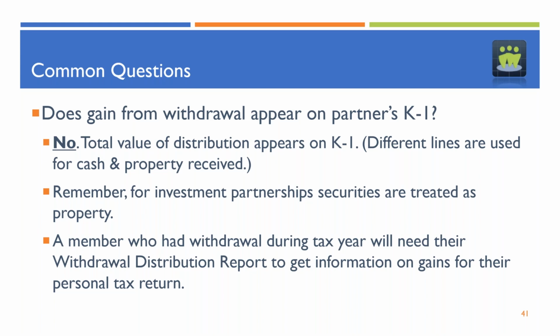And the reason they're on there is because securities are treated as property for investment partnerships. So that's another good reason why the member withdrawal distribution report should be given to every member at the end of the year, so they know what their gain is from the club. It will be reported to them on that, and they can enter it on their personal tax returns.